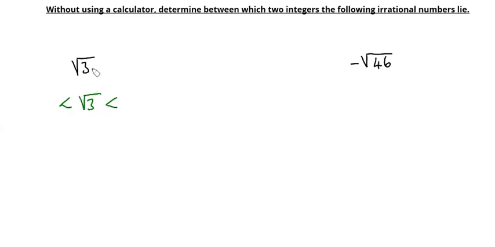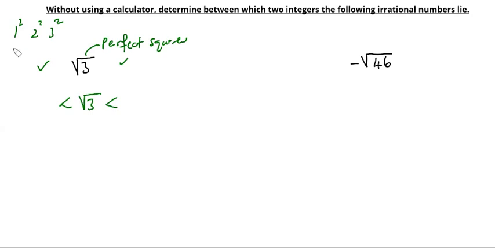Now, we need to find perfect squares close to 3. So we need to find two perfect squares, one on this side and the other on that side. What is the closest perfect square here? How would we get that? We can start from 1: 1 squared, 2 squared, 3 squared.